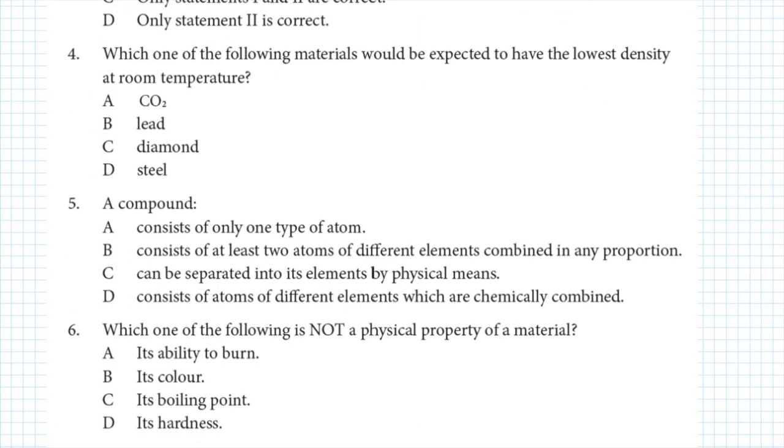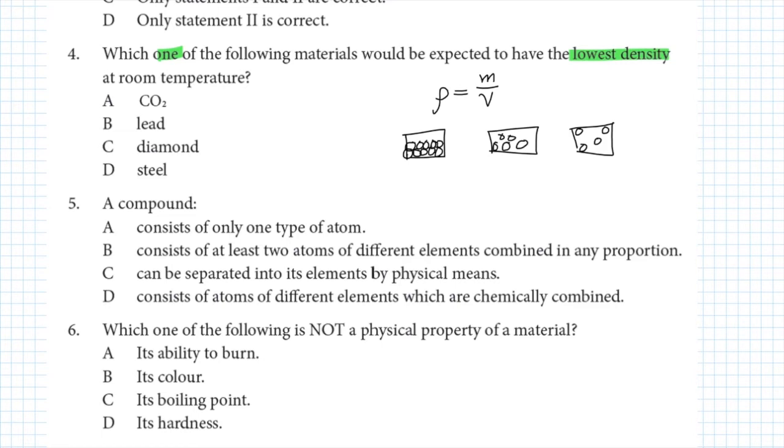This question says, which one of the following materials would be expected to have the lowest density at room temperature? Well, to calculate density, we can use the formula that density is equal to the mass divided by the volume of the substance. We know that in general, solids have a high density because there is very little space between the molecules or atoms. If we are looking at liquids, then the space between the particles is further apart. If we are looking at gases, then gases are the least dense of the materials.